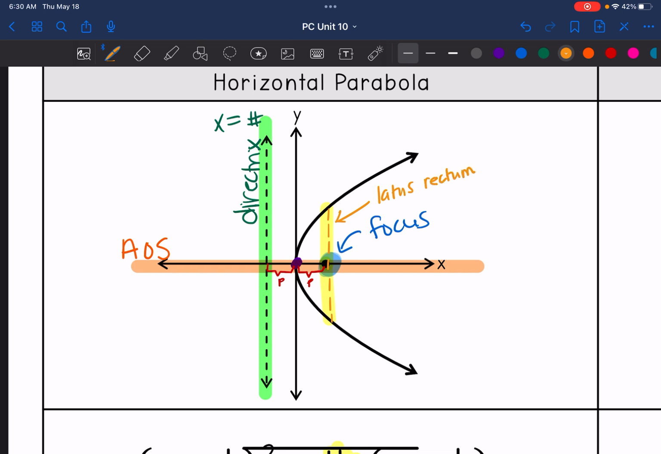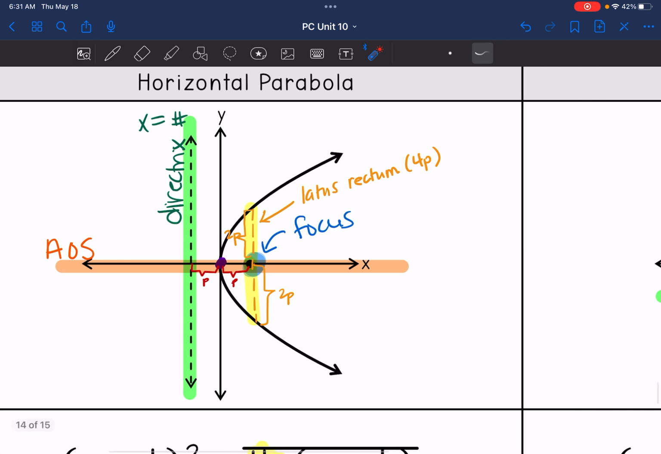It could have opened super skinny like this. It could have opened even wider. But that latus rectum tells us exactly how wide to open the parabola. And that's always going to be 4p units long. So I need it to stay even. So that means that from the focus to the curve, that'll be 2p. And it's going to be over here. From the focus to the curve, that's 2p. And altogether, that makes 4p.